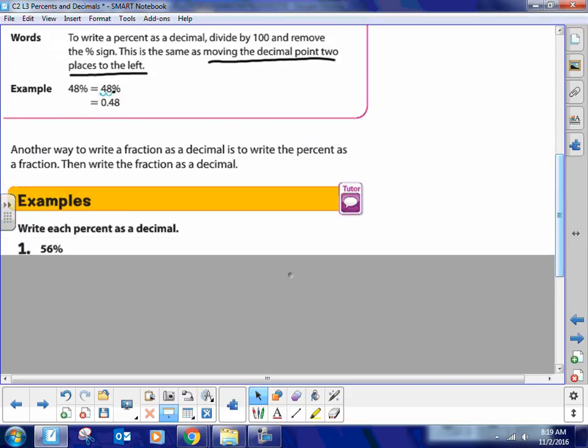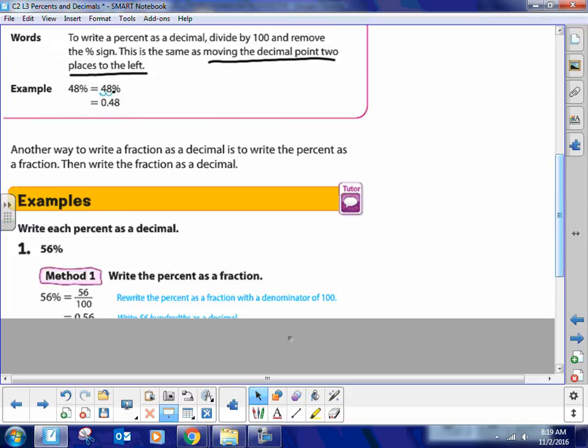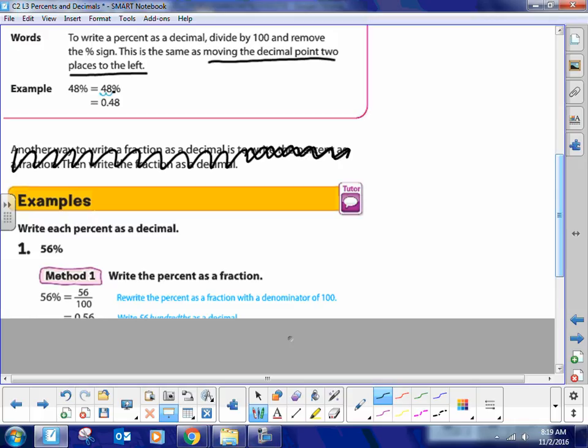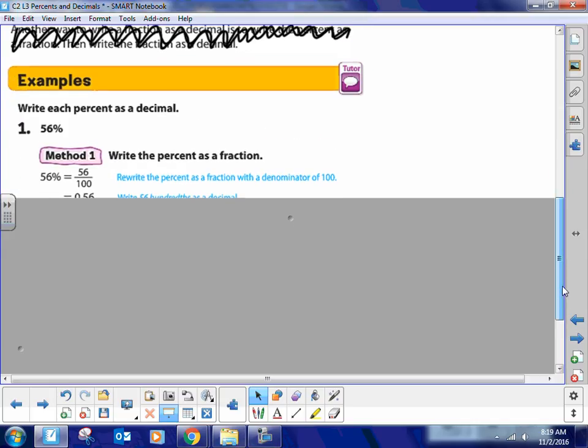All right. Now, it says here, another way to write a percent as a decimal is to write a percent as a fraction and then write the fraction as a decimal. I don't like that right now, so I'm just going to scribble through that. I don't want it to confuse you. All right, so now we're talking about writing percents as decimals.